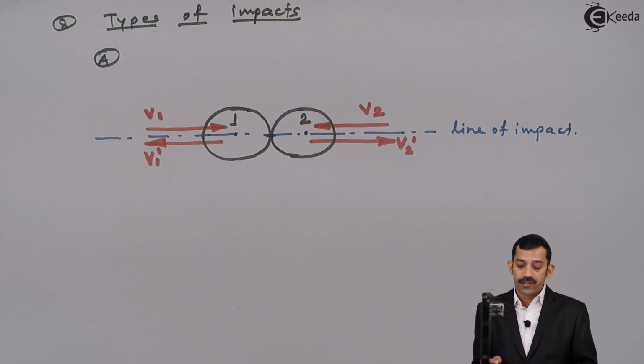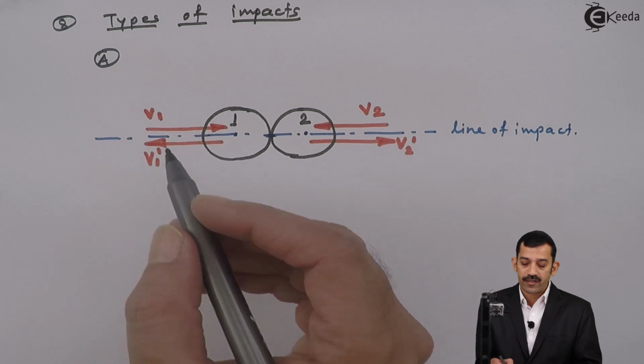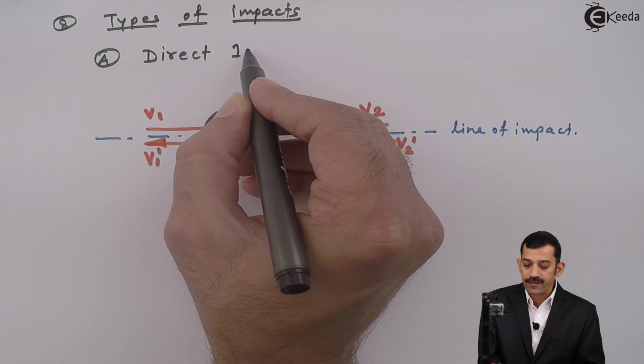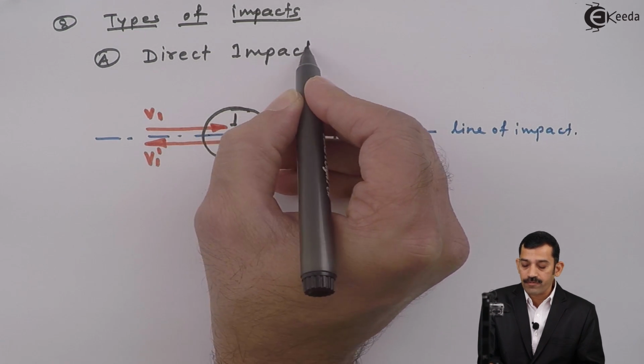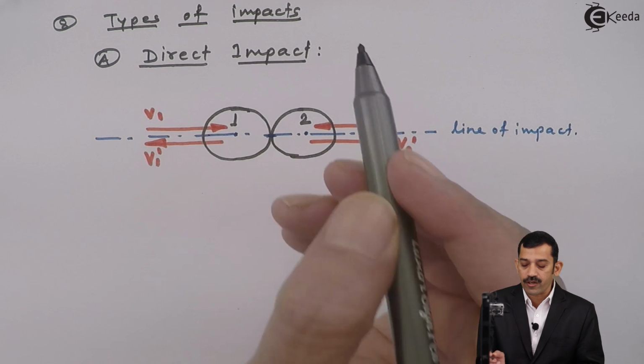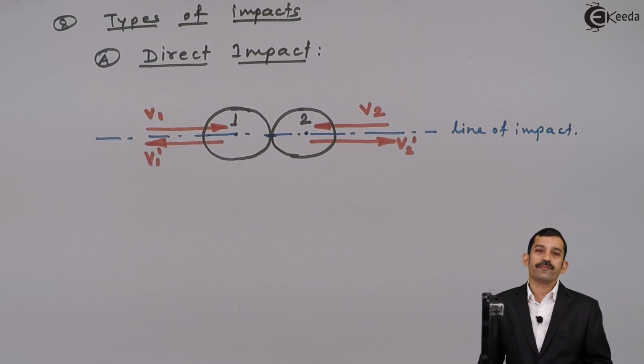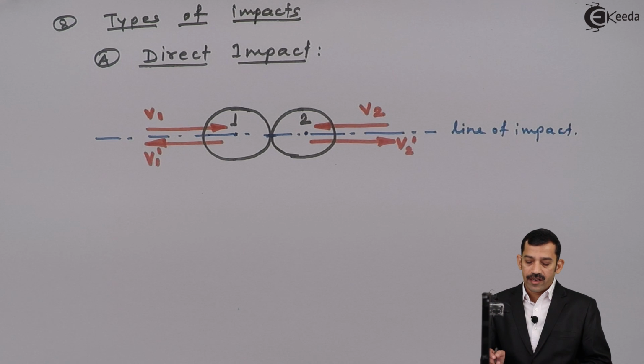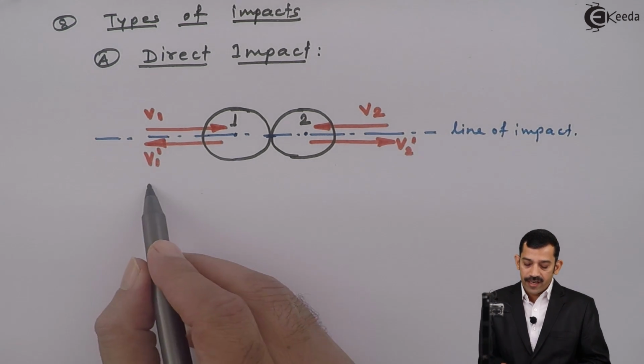Now, when the velocities of the bodies before and after impact are collinear with the line of impact, or you can say parallel to the line of impact, or along the line of impact, then such a type of impact is called what? Direct impact. That means how we define this type of impact? Direct impact is a type of impact in which the velocities of the bodies just before and after impact are collinear with the line of impact. Then the impact is called direct impact.